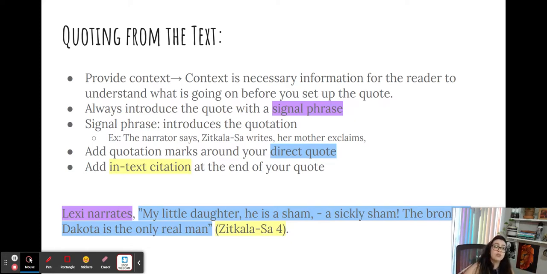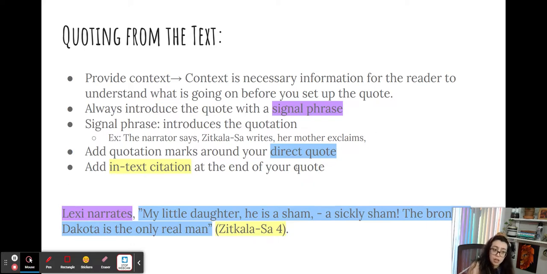So always introduce the quote with a signal phrase. The signal phrase is going to be, oh, I'm sorry, I forgot to change this, but this should say the narrator explains, or her mother says, comma, right? So the signal phrase basically just introduces the quotation. So the narrator says, Zitkala-Sa writes, her mother exclaims.